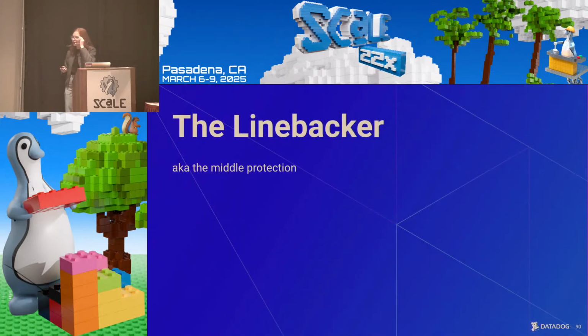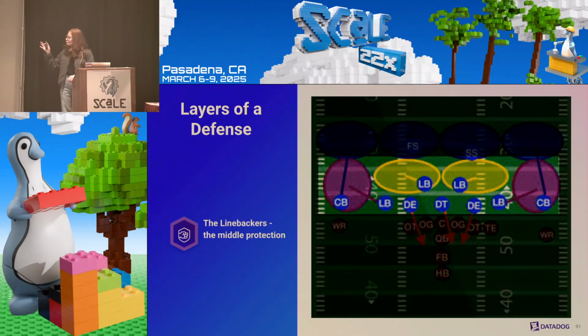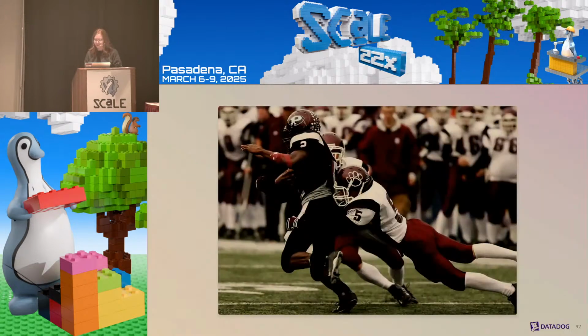So now let's move on and talk about the linebacker, which is the middle protection. Specifically today, we'll focus on two types of linebackers. We will go into the same graphic again, and we can start to see we're moving to the middle of the field. We also have two different colors that we're looking at. We've got some pinkish purple ovals, and we've also got some yellow ovals here. And these are our linebackers.